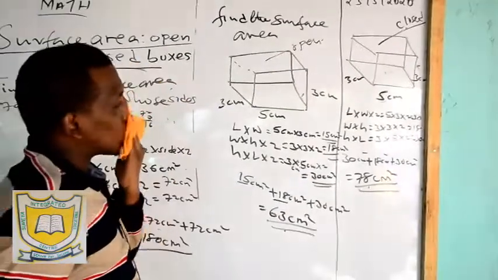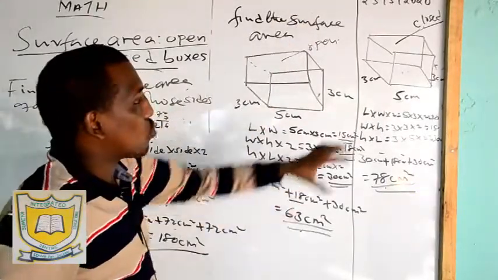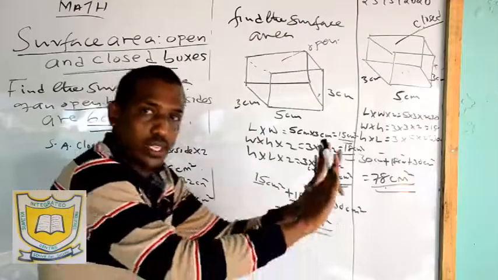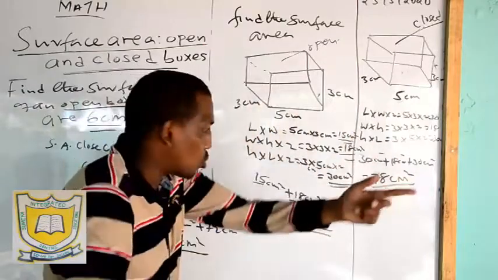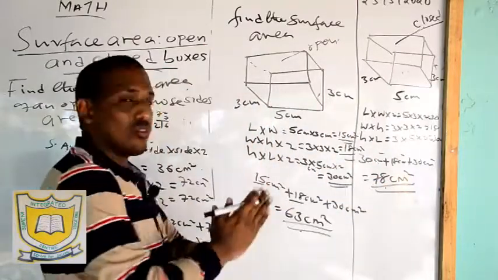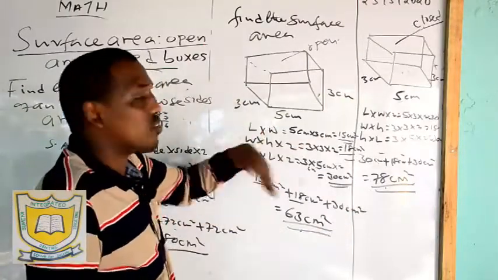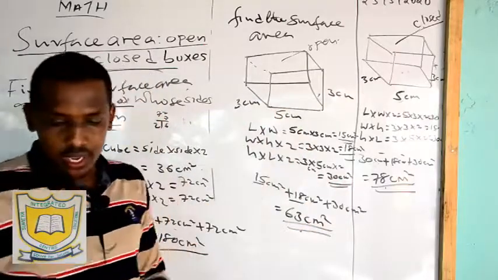So remember, the difference is the times 2. We don't multiply the bottom, the base area, by 2. So we say length times width, we put it aside. Width times height times 2. Height times length times 2. Then you add all of them, you'll get 63 centimeter squared. But when it is closed, everywhere is times 2. So that's how we get the open figure.